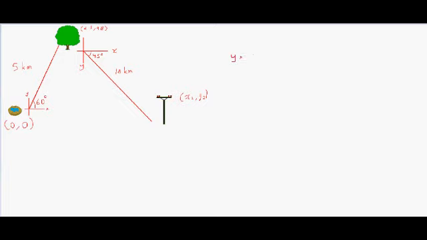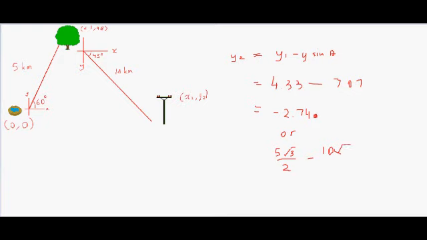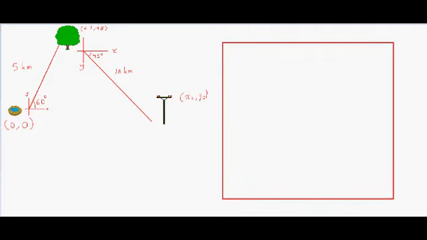Now for the y position, it's slightly trickier. Because it's heading in the negative j direction, we're going to minus the vector, because the vector is heading downwards. So we're going to take the initial position of the tree, 4.33, minus the vector given here, which is 7.07, because using the same formula, 10 sin 45 degrees. And the final position you get is negative 2.74, or if you write in fractions, 5 root 3 over 2 minus 10 root 2 over 2. And yeah, that's how you get the two positions of the telephone pole.